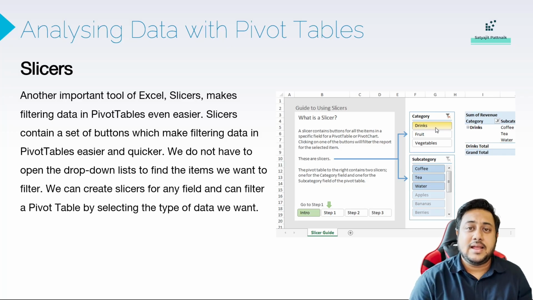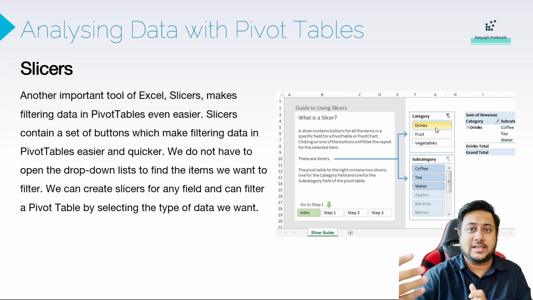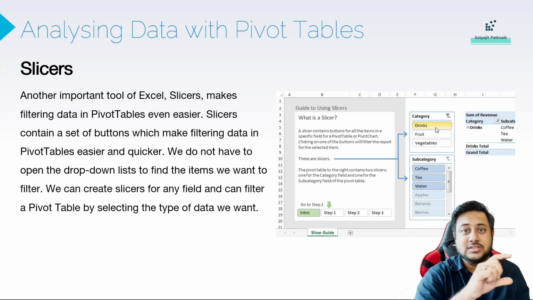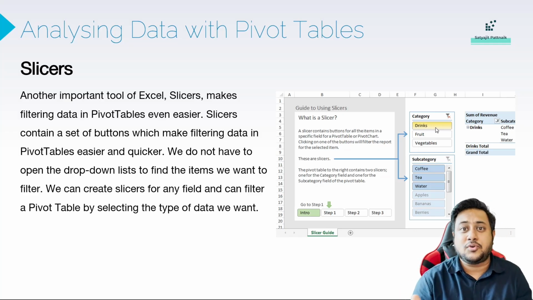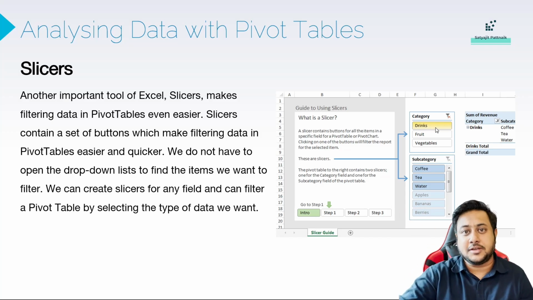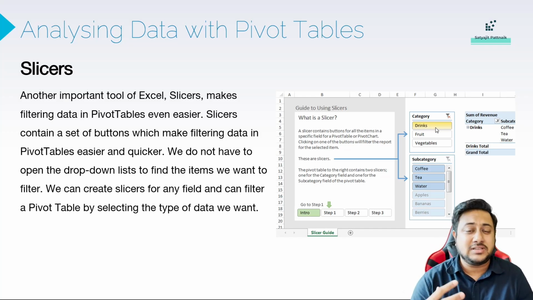Now, what is a slicer? Let's say you are analyzing the sales of your company and you want to create a slicer for a month value. That means if you can select January, you will be able to see the January data. February, you will be able to see the February data. So you can create a slicer, or else you can also create a slicer for your gender, for your geography, for anything you want. Slicer is very similar to a filter. That means on-screen filter, something like that. Another important tool of Excel is slicers, which makes filtering data in pivot tables even easier. Slicers contain a set of buttons.